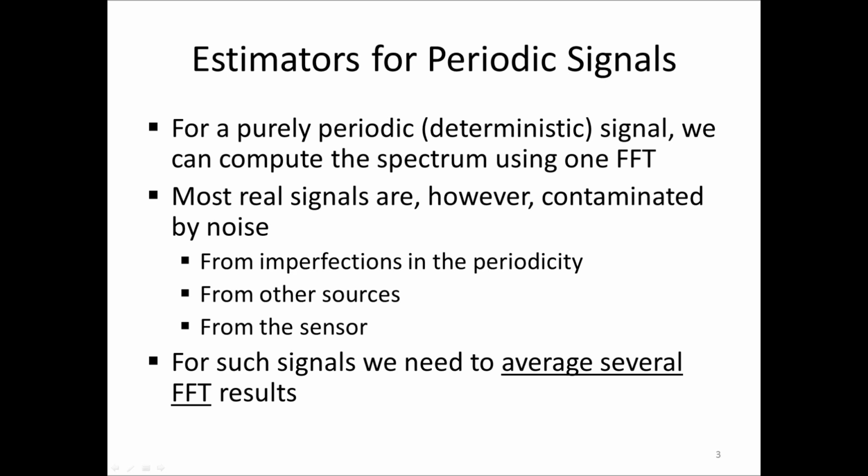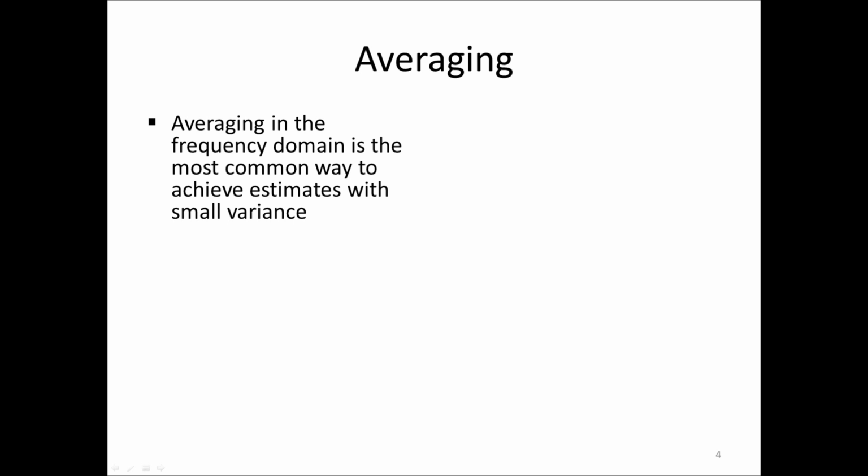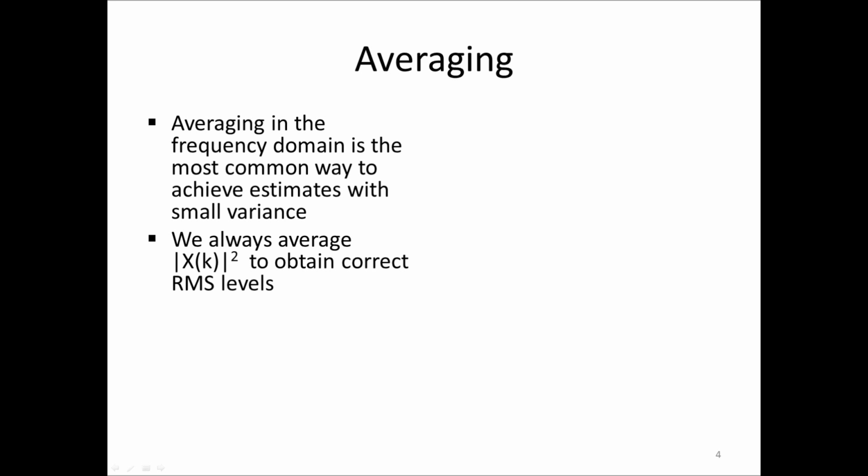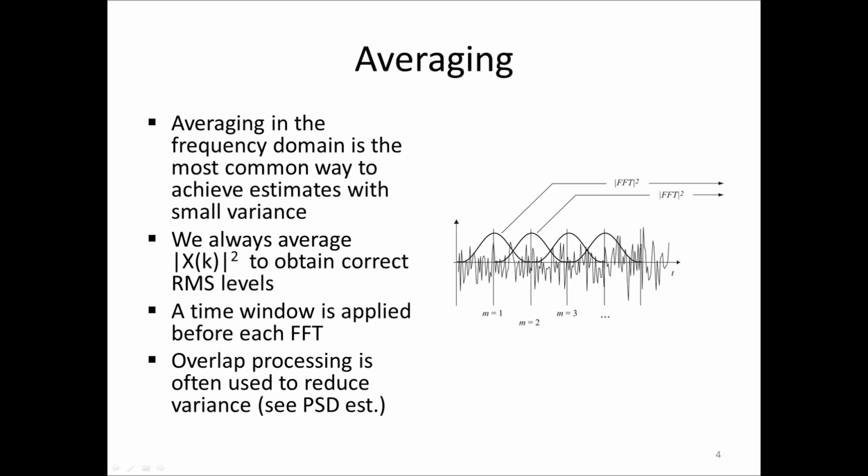In all these cases, we need to average several FFT results in order to obtain more stable values. The averaging we normally apply to spectrum estimates is done in the frequency domain, and of course is done to reduce the variance. That is, for a spectrum component, a peak in the spectrum in the case of periodic signals, we want it to have a stable value within reasonable limits. Furthermore, the averaging is always obtained by averaging the magnitude squared of the FFT results. This is done to ensure that we obtain RMS levels. Furthermore, a window is usually applied to reduce leakage, as we talked about in video 5b. And finally, often we use overlapping to reduce the variance. This will be discussed in more detail in the next video on PSD estimation.